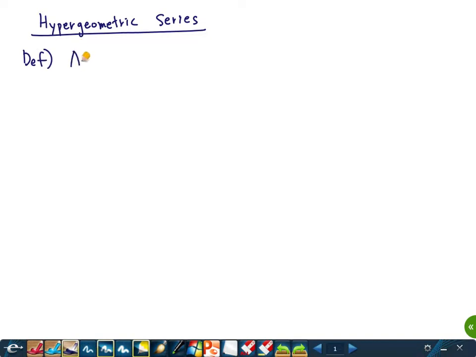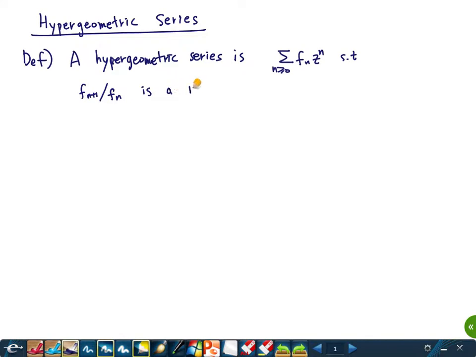So what's the definition? A hypergeometric series is an infinite series like this, such that the ratio of the consecutive coefficients is a rational function of n.